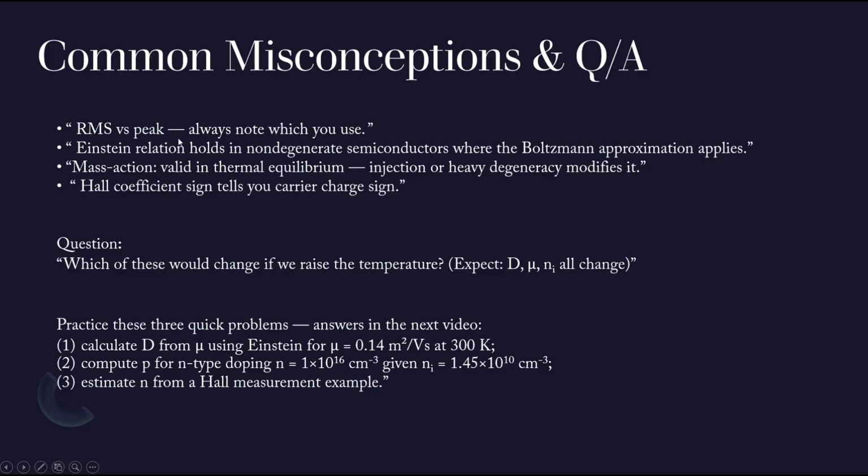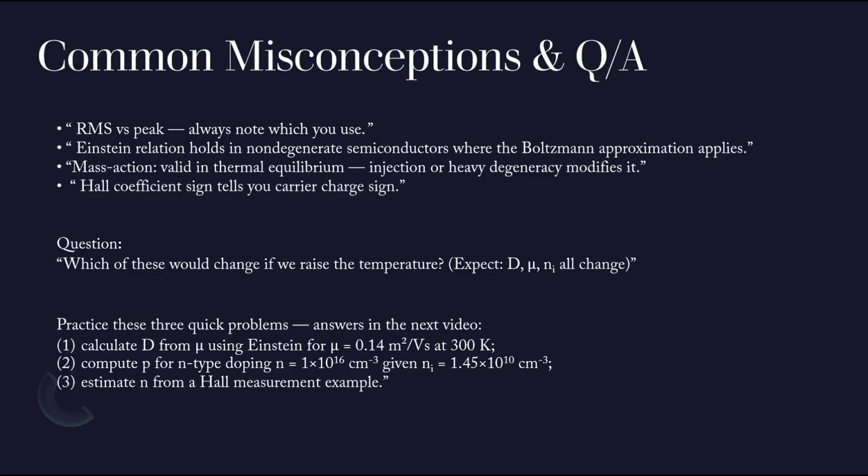Like this, there are some common misconceptions and some questions that we have designed in this session. We can find out what the relation between drift and Fick is, and which one we are going to use here. The Einstein relation holds for non-degenerate semiconductors where the Boltzmann approximation applies. The mass action law is valid in thermal equilibrium only; injection or heavy degeneration modifies it. And the Hall coefficient sign tells you the carrier charge sign.